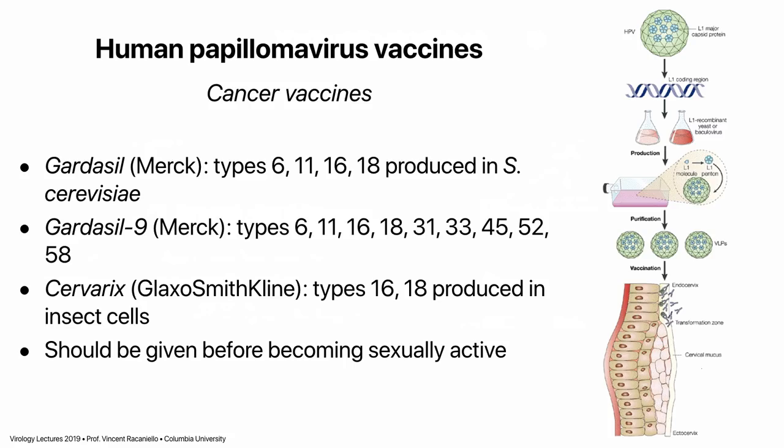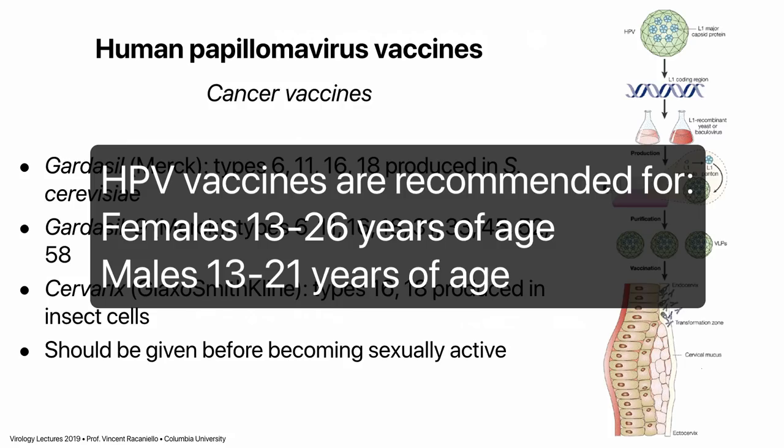And the way these work, you take the gene encoding the major capsid protein, and this is produced either in yeast or in insect cells, and you get empty capsids assembled just from making that single protein. These empty capsids are purified, they're injected into you, and they give rise to antibodies at mucosal surfaces that will protect against infection. And ideally, these are given before sexual activity because that is when these viruses are transmitted. Although it still is worthwhile to have these vaccines well after sexual activity, although there is an age after which they're no longer effective. So this is a great vaccine. As I said, it's very expensive in the U.S., unfortunately.